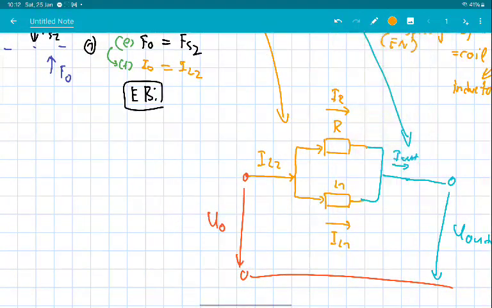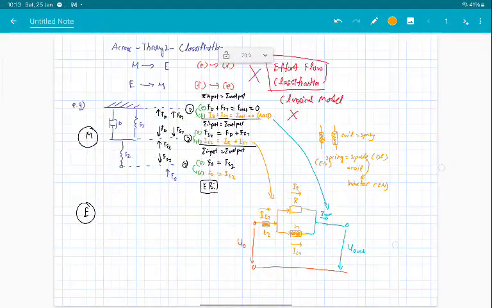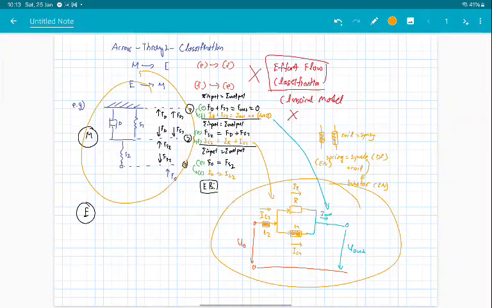And I made a small mistake, which is I forgot to draw my inductor for L2. So this is how it should look like, L2. So now we have transferred our mechanical system into our electrical system.